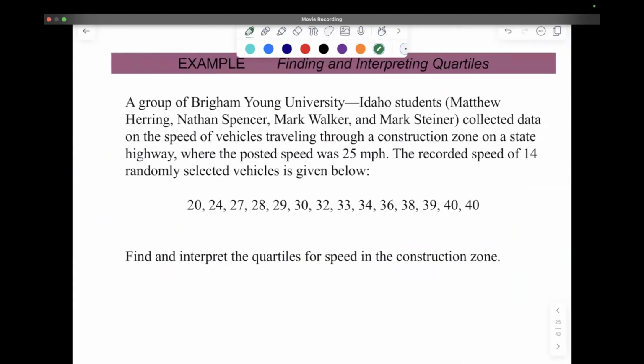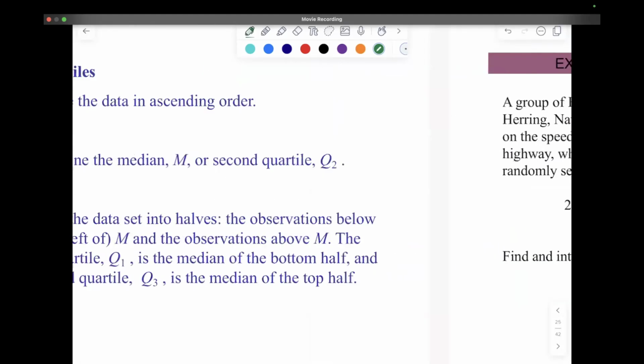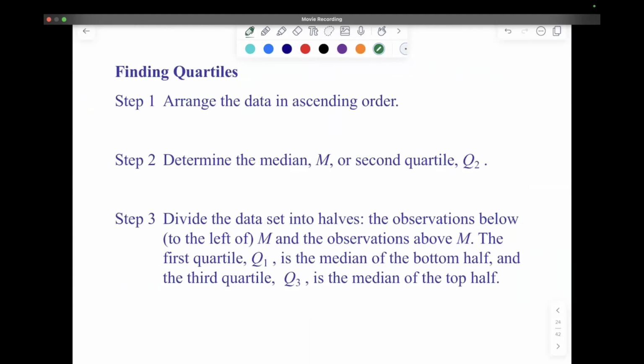So let's do this. I have a question. Yes. So the M is quartile 2 then. Yes, the M is quartile 2. Okay, so that's the mean. That's the median. Yes, no, you're good.